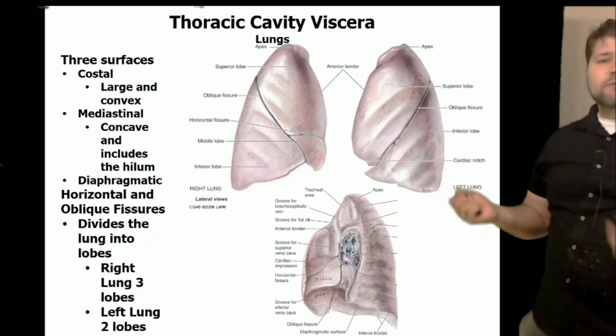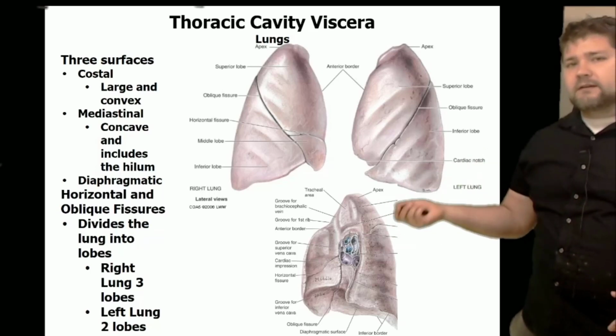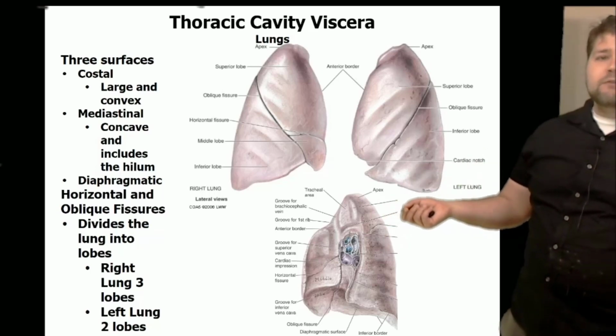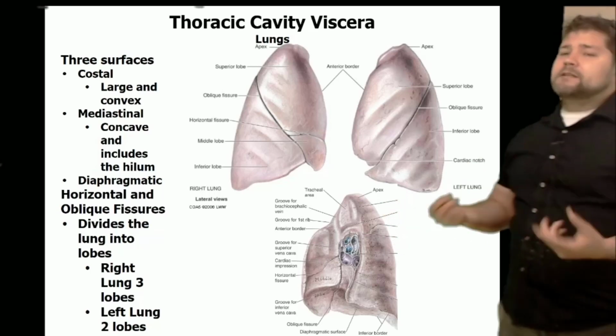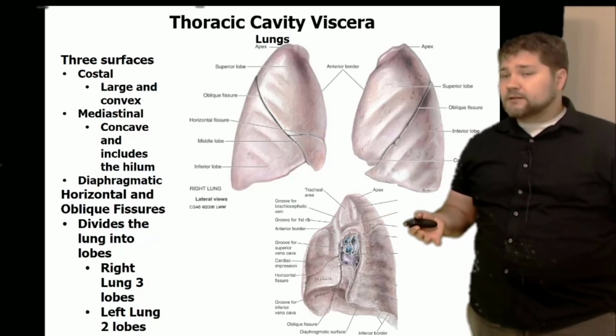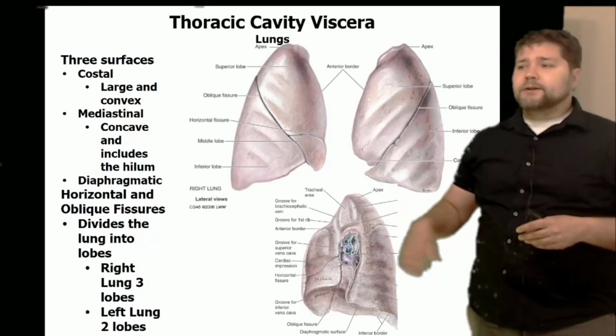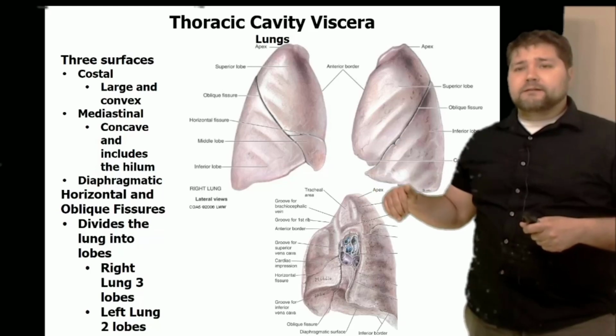Now, there are cases where those can be switched. They can both have 3 lobes. They can both have 2 lobes. The left lung can have 3 lobes, and the right lung can have 2 lobes. But you'll always be tested on typical structures. So just remember, the right lung is typically going to have 3 lobes, superior, middle, and inferior. And then the left lung is just going to have a superior and inferior.